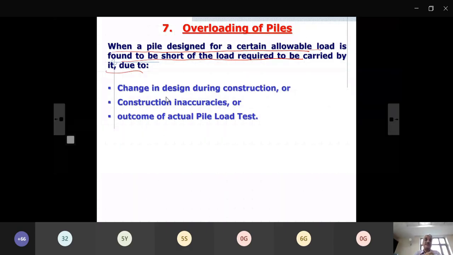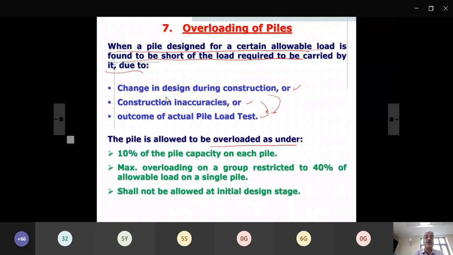Change in design during construction, maybe some change was there in design of pile, some reinforcement changed or something happened, or construction inaccuracies. During construction, what you designed and construction, something wrong has happened, or as an outcome of pile load test. Normally this happens, both of them get reflected here. So if your actual pile capacity is reduced due to some reason, then what you have initially thought of, it is said to be overloaded, up to 10% of pile capacity on each pile. So each pile, if its capacity we have taken P, then we can take 1.1 P on an individual pile.